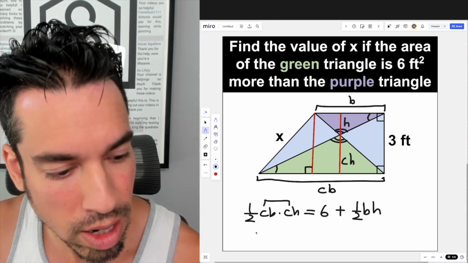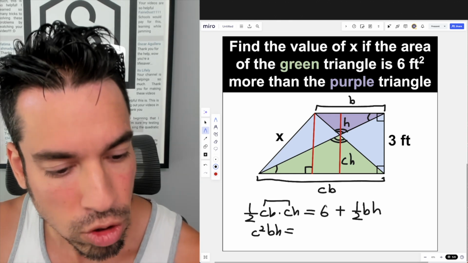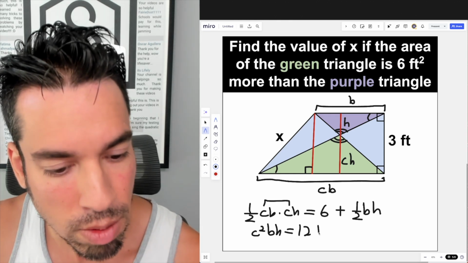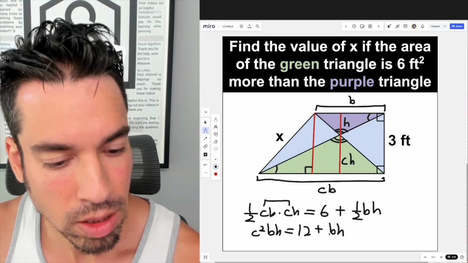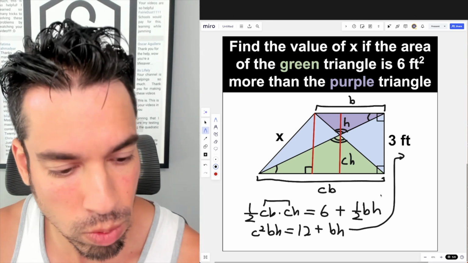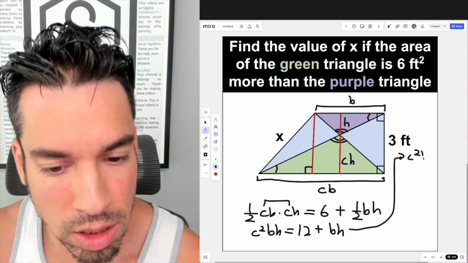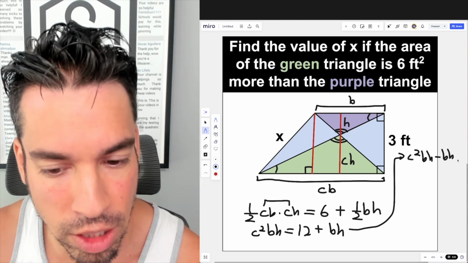So we now have C squared times BH equals 2 times 6 is 12 plus BH. And we're going to simplify this a little bit further. There's going to be a lot of equations here, so we've got to make sure we're careful. So I'm going to subtract BH to the other side. So we now have C squared times BH minus BH equals 12.